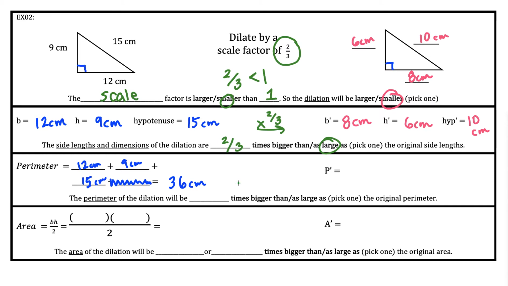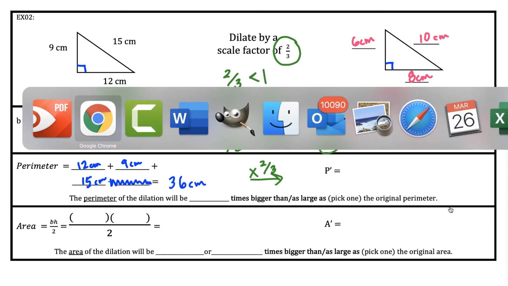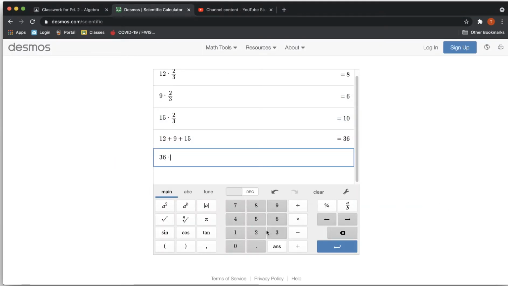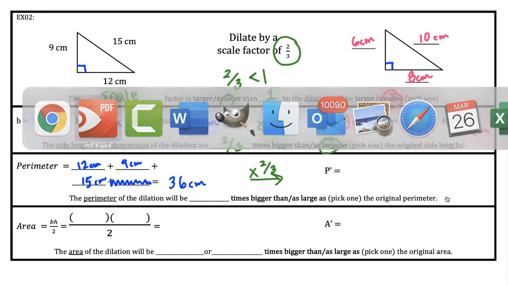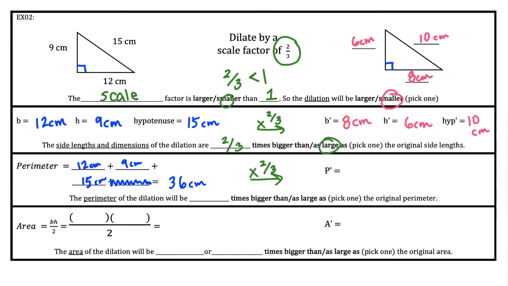And this will be 2/3 as large. So let's multiply 36 by 2/3. 36 times 2/3 is 24. So we will get 24 centimeters. So once again, the perimeter will be 2/3 as large. When it's getting smaller, you're going to say as large as the original.